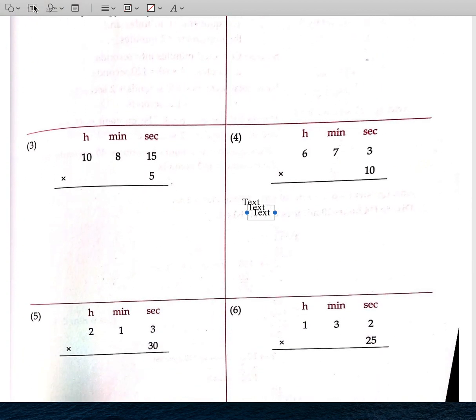Next we will do this one. 6 hours, 7 minutes, 3 seconds into 10. 3 into 10 is equal to 30, 7 into 10 is equal to 70, and 6 into 10 is equal to 60. Here we have again 70 and this will become 10. As we carry over here, this will become 61.